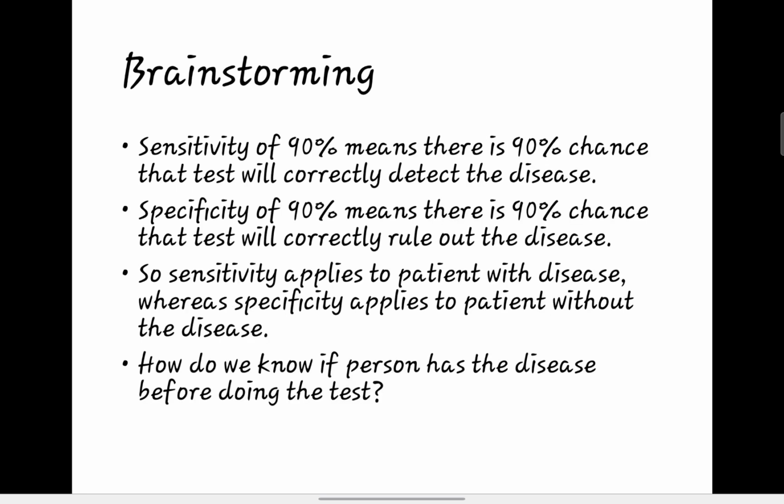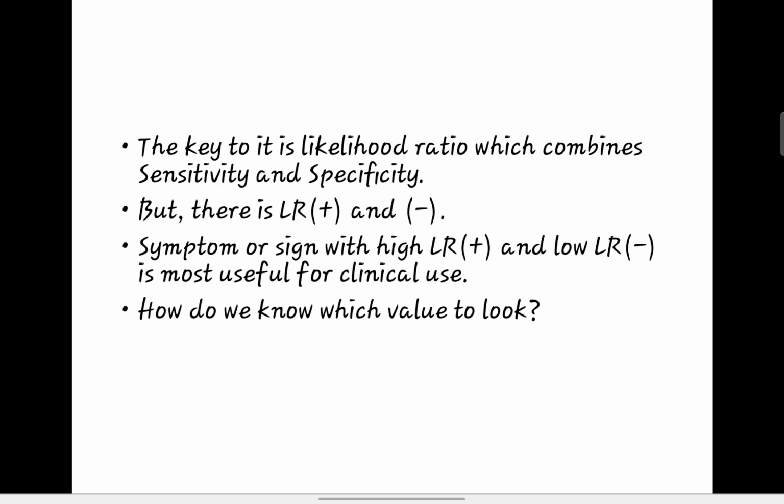Since sensitivity applies to a patient with disease and specificity applies to a patient without disease, how do we know whether the person has disease or not before doing the test itself? There comes the role of likelihood ratio, which combines both sensitivity and specificity. However, the problem is that there are two likelihood ratios, one positive and one negative. So how do we know which one to give emphasis upon?